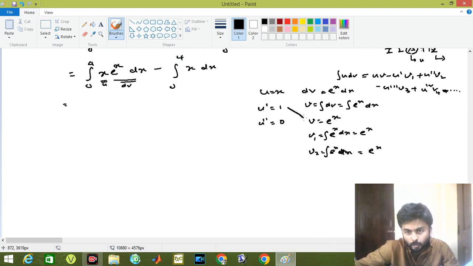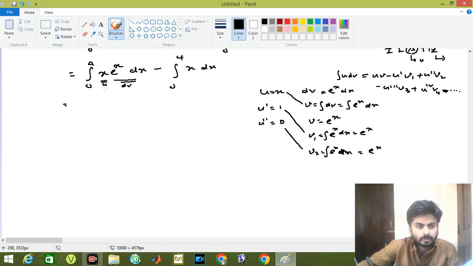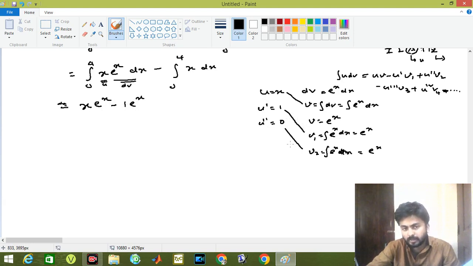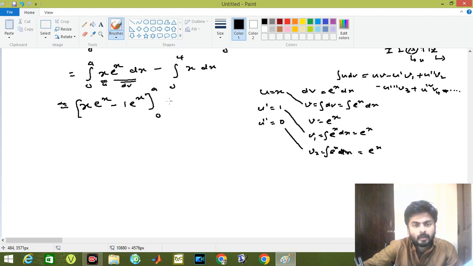So the formula is uv minus u dash v1 plus u double dash v2 and so on. So you will get x e power x minus 1 into e power x. The last term, u double dash v2, is not necessary to write since it becomes 0. So it is uv minus u dash v1. So the limits are 0 to 4, and minus the integral of x dx will become x square by 2, with limits 0 to 4.